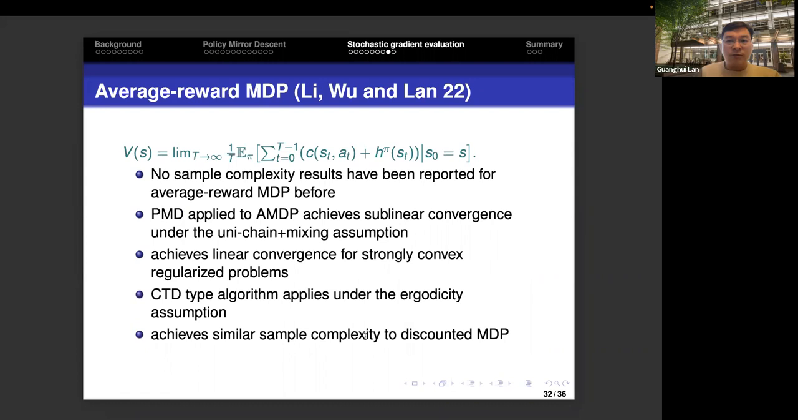So far we focused on the discounted MDP setting. For the average reward MDP setting, we can also apply the policy mirror descent method. Basically in this setting, your value function is going to be the average of the cost function as t goes to infinity. For this class of problems, no complexity result has been reported for gradient type algorithms. We show that the PMD method can be applied to this average reward MDP, and it will have sublinear convergence rate for both unichain and some mixing assumptions. It also achieves linear convergence for strongly convex regularized problems. And we can design a TD type algorithm and show that we can have similar sample complexity to the discounted MDP setting.